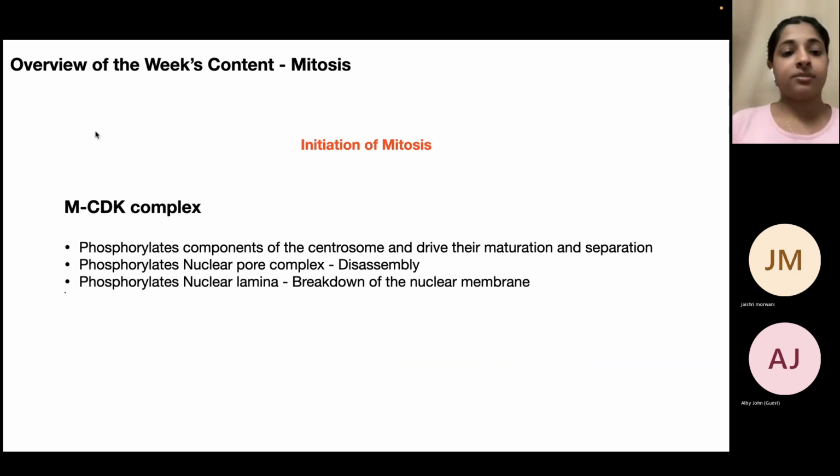And the M-CDK complex is very important for this process as well, wherein it phosphorylates various components of the centrosome, and what was initially present in one place of the cell now matures and moves to two ends of the cell, forming the spindle poles. Then it phosphorylates the nuclear pore complex, many proteins in the nuclear pore complex, and slowly they disassemble. Then there is the structural unit within the nuclear membrane known as the nuclear lamina, which is also heavily phosphorylated, because of which it breaks down. And slowly in the prometaphase, we can see that there is no nuclear envelope that is remaining.